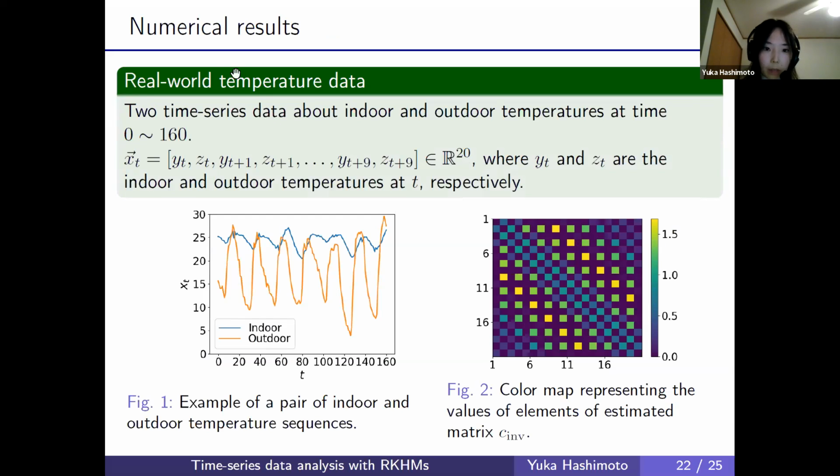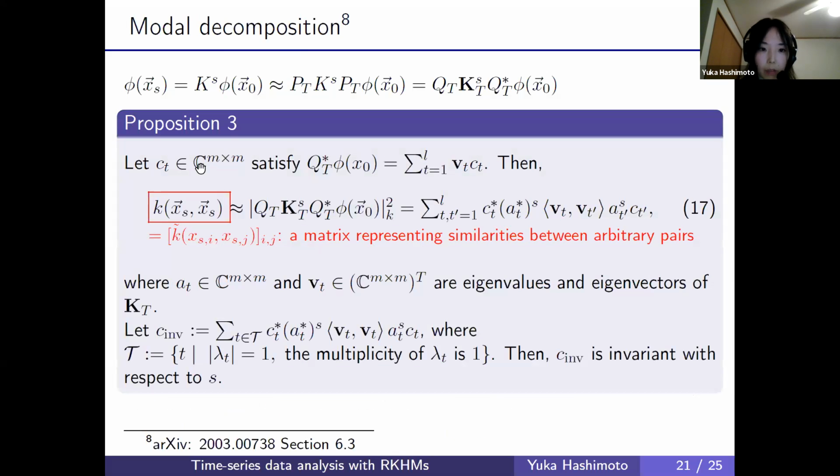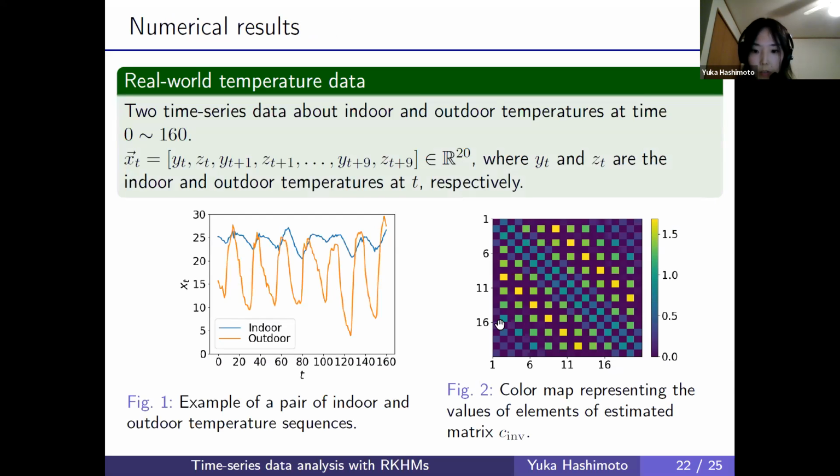We briefly show numerical results. We consider two time series data about indoor and outdoor temperatures, and we consider this type of delay coordinate. Here, YT represents the indoor temperature, and ZT represents the outdoor temperature. Because this delay coordinate is a 20-dimensional vector, we set this value m to 20. Then we computed the time invariant term in this decomposition. The result is shown in figure 2.